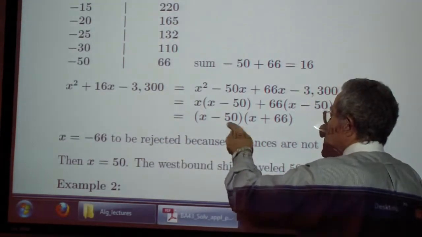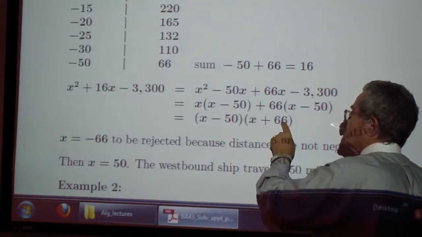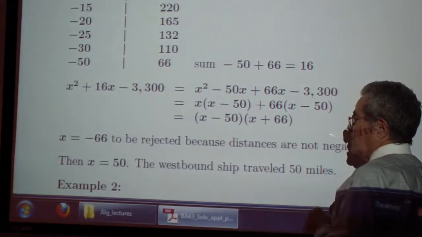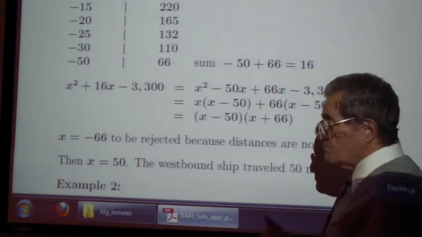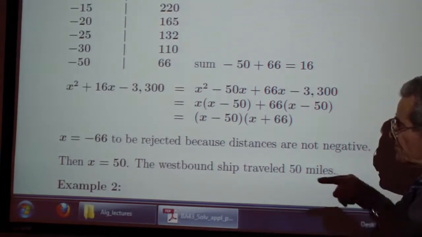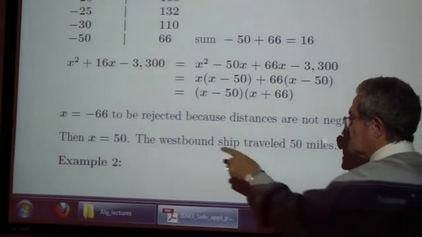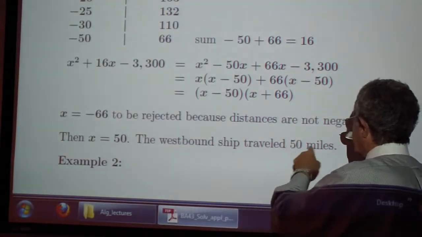Negative 66 is rejected. The answer is negative 66 when this is equal to 0, because you're not traveling backwards. You're traveling in the positive direction. So x is 50. The westbound ship traveled 50 miles.